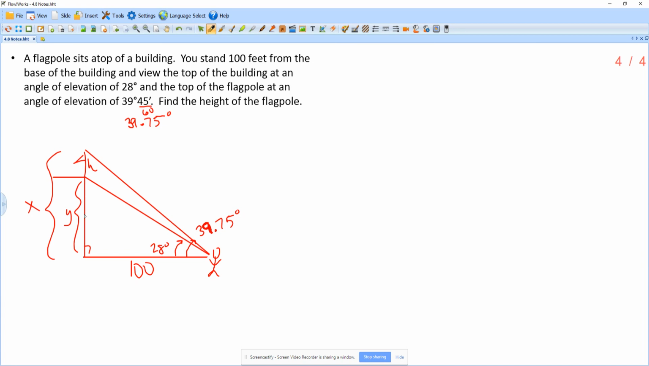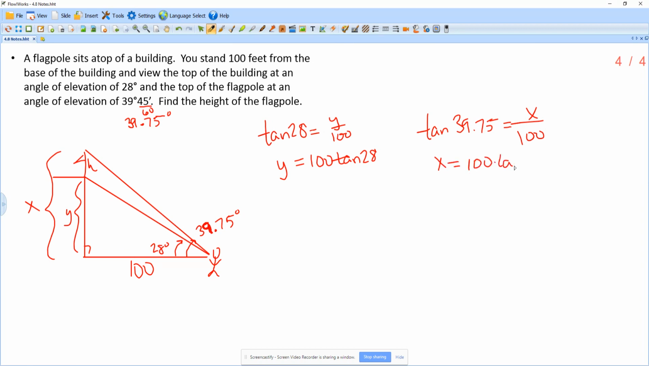So if I wanted to find just Y, the height of the building, I have the opposite side and adjacent side, so I would say tangent 28 equals Y over 100. So Y equals 100 tangent 28. If I wanted X, the height of the building and flagpole, I would still use tangent, but now I'd have tangent 39.75 equals the opposite side here would be all of X over 100. So X equals 100 tangent 39.75.